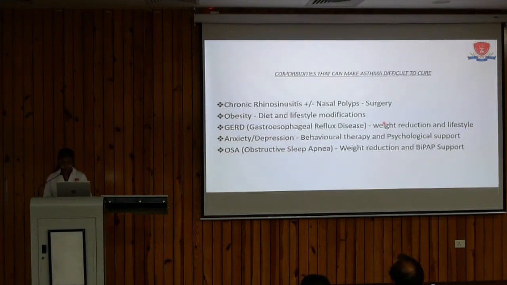Certain medical conditions can make asthma harder to control. These include chronic rhinosinusitis with or without nasal polyps, obesity, which affects lung function, gastroesophageal reflux disease, which can worsen symptoms, and conditions like COPD, anxiety and depression, and sleep apnea also contribute to poor asthma control.